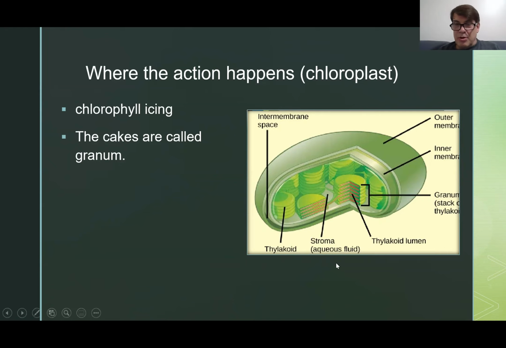So the cakes are called granny cakes, and each layer is called a thylakoid. That's the name of the granny, thylakoid. I'd like to introduce you to thylakoid.